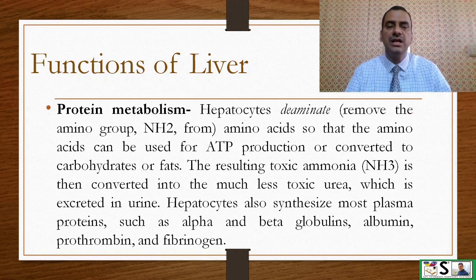Protein metabolism. Hepatocytes deaminate, meaning remove the amino group NH2 from amino acids, so that the amino acids can be used for ATP production and converted to carbohydrates or fats. The resulting toxic ammonia, NH3, is converted into much less toxic urea, which is excreted in urine. Hepatocytes also synthesize most plasma proteins such as alpha and beta globulins, albumin, prothrombin, and fibrinogen.